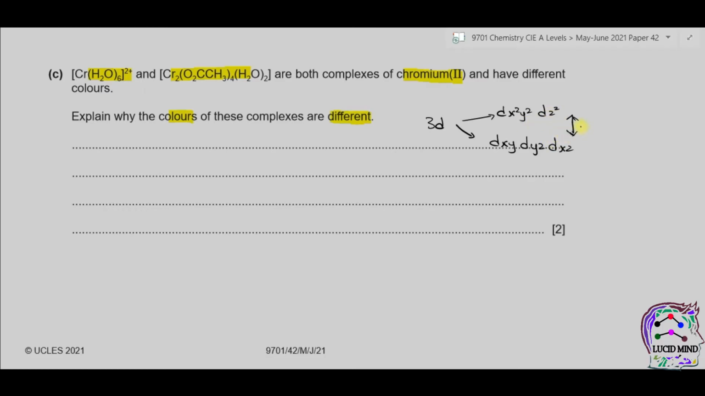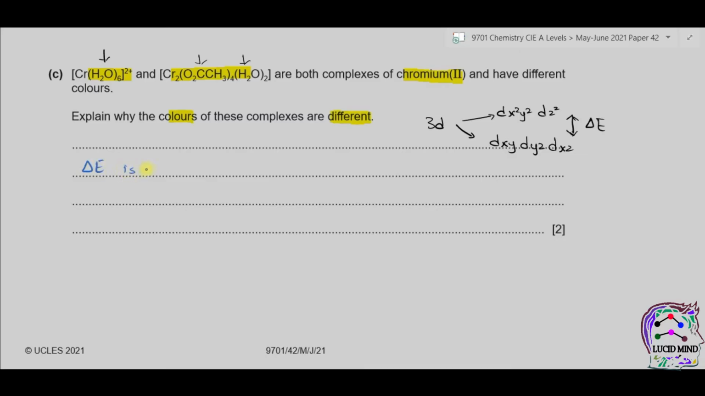And this splitting or this change in energy, delta E, depends on the type and number of ligands. So we have water ligands present in one, and we have other ligands present in this second complex. So therefore the energy gaps will be different and colors will be different. So we can write the answer.